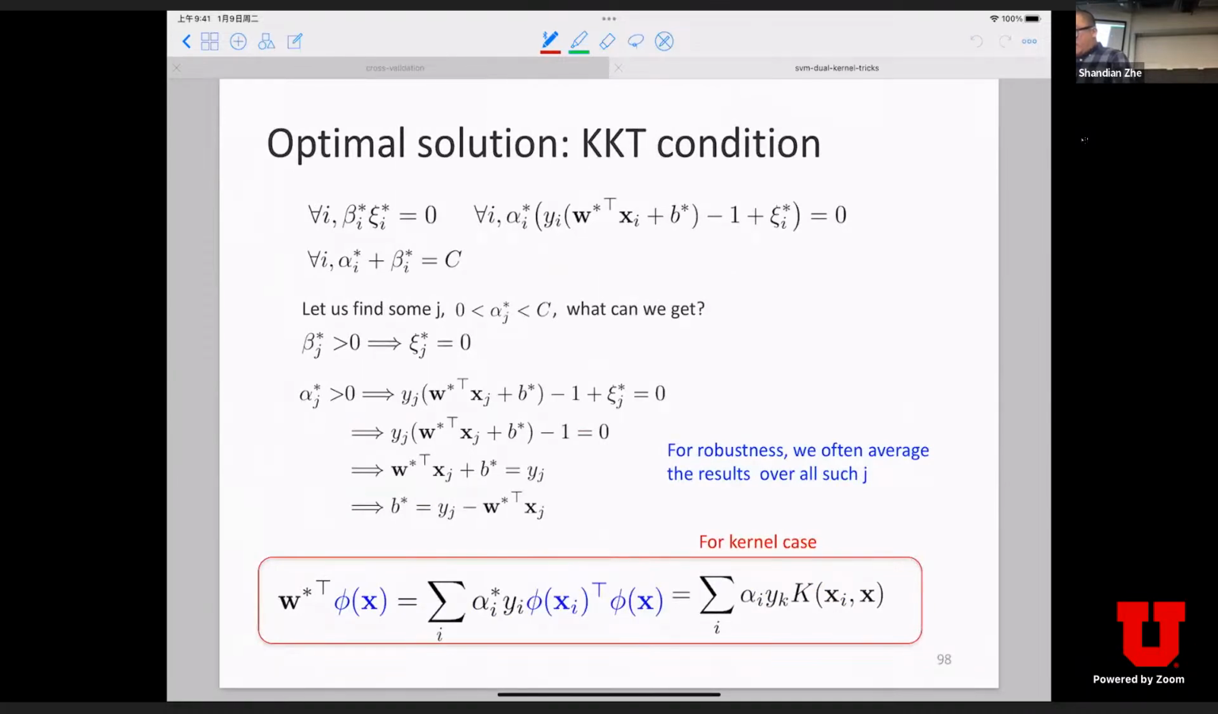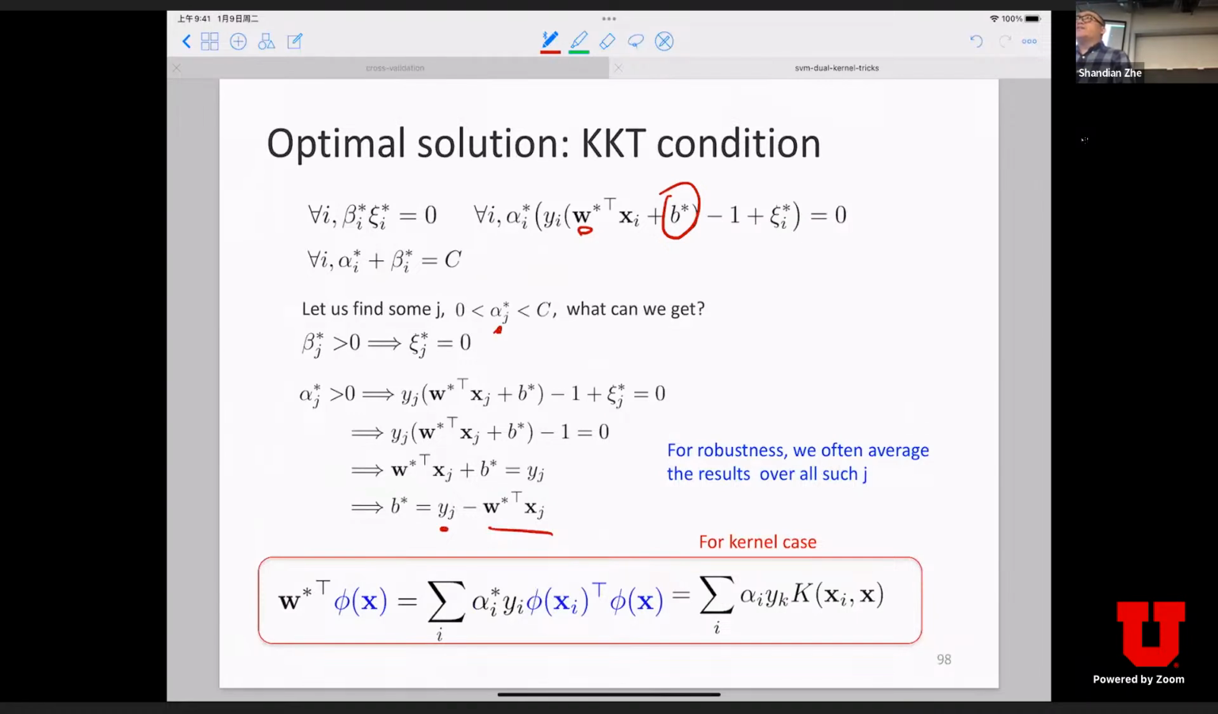And remember, once we solve the dual problem, it is very easy to get W star, but we also need to find B star, right? Our previous method to find B star is to find an optimal alpha j star which is strictly between 0 and C, not equal to 0, not equal to C, such that we can find B star by subtracting the classification score from y_j. That's how we previously recovered the optimal B.